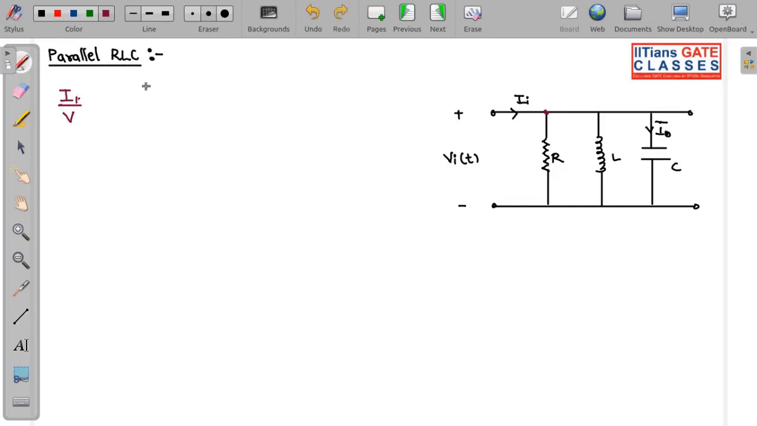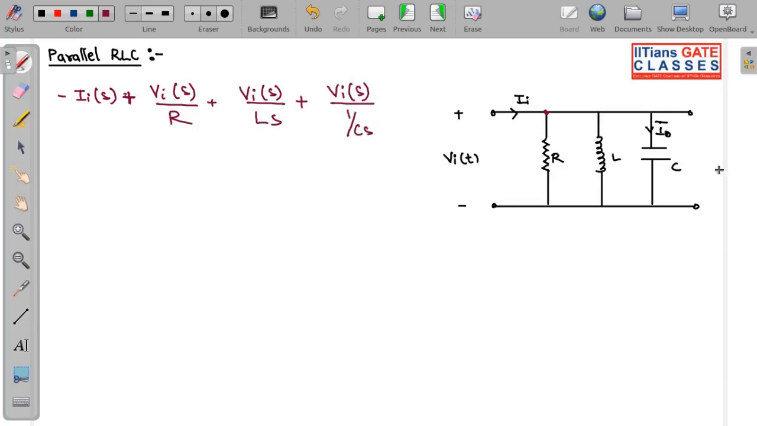So let us apply node analysis over here. If we apply node, this will be minus II S is equal to, sorry, plus VI S by R plus VI S by LS plus VI S by 1 by CS, because these are your impedances.